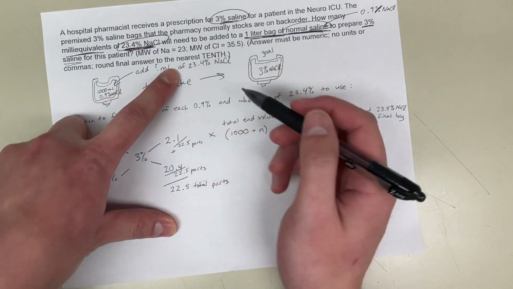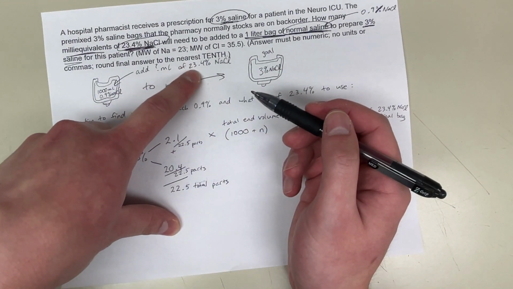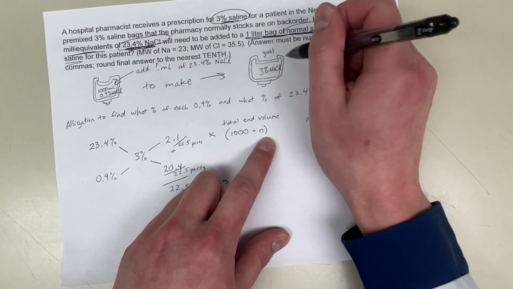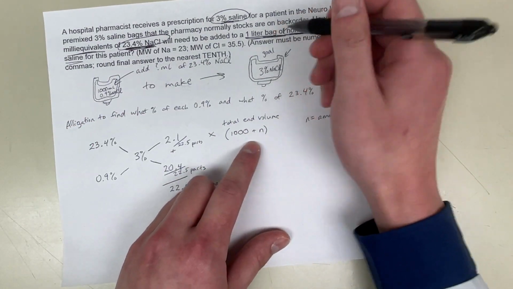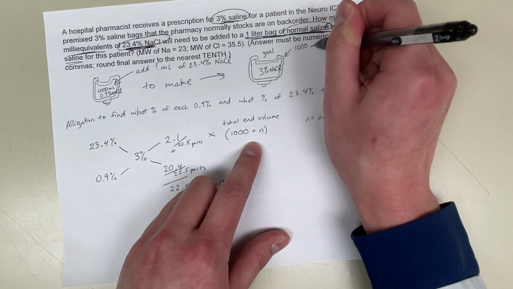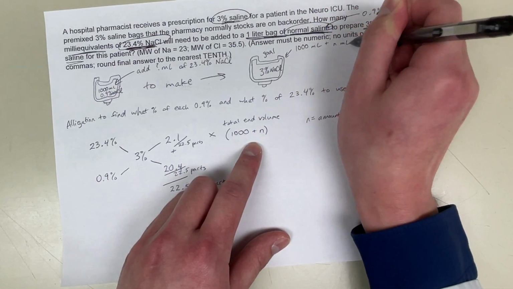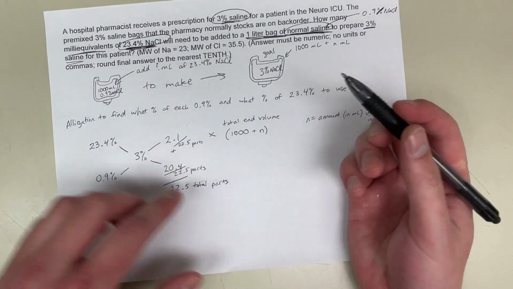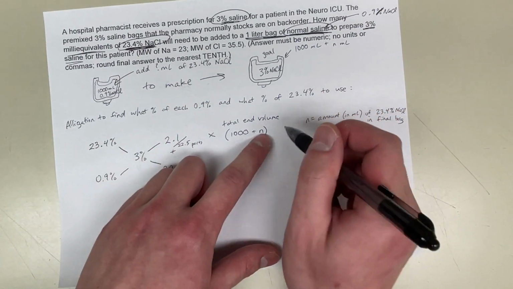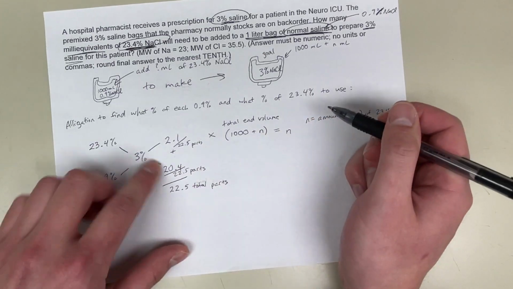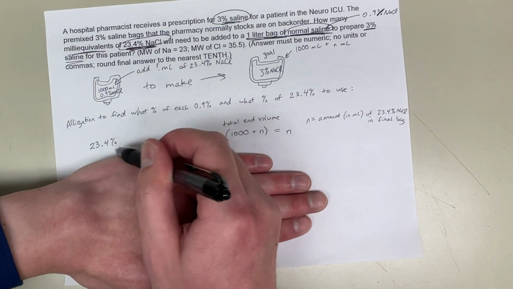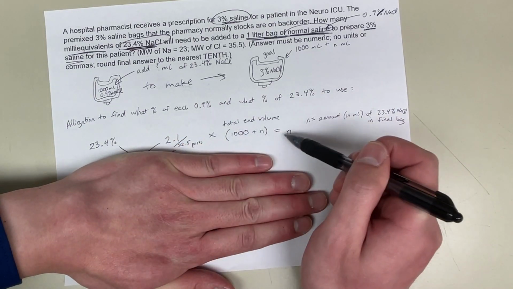And we're adding 23.4%. But how much? We don't know. That's why I set that to N. So the final bag, inside this whole bag, is 1,000 milliliters plus the N milliliters. That equals your total. And I'm going to set this equal to N, because this top half represents the amount of the 23.4% I'm adding. That's why I can set this equal to N.